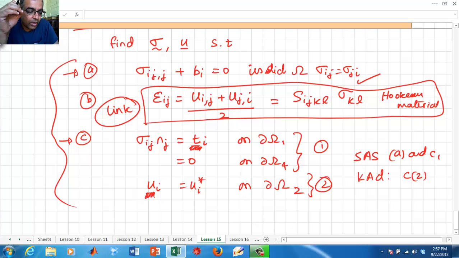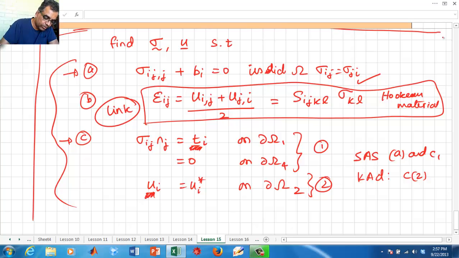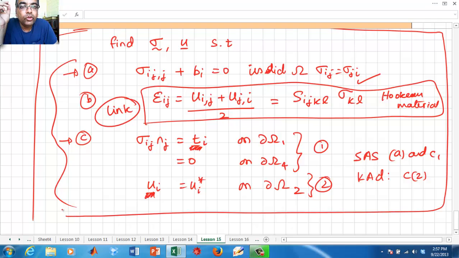This is called the boundary value problem of elasticity. So once you convert it into this problem, you can use the tools of mathematics. Converting it into this problem is your task. Using the tools of mathematics, I will show you how to do, but converting it into this problem is your task. Thank you.